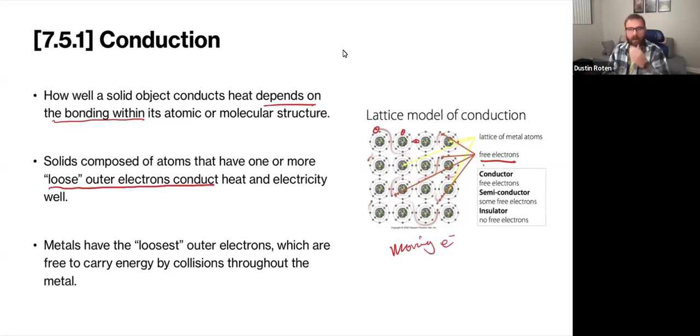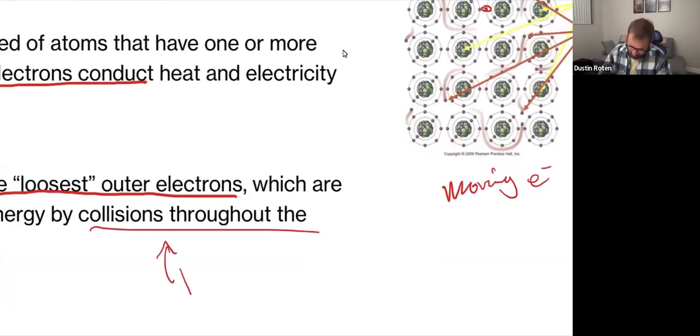There's going to be several electrons that are still firmly in place in the atoms. So usually metals have the loosest outer electrons, and that's why you see so many metals that are really good conductors of both electricity and heat, as they have this cloud of loose electrons flying around in them. And those electrons are free to carry out collisions throughout the metal. So there's where you're getting your heat transfer.